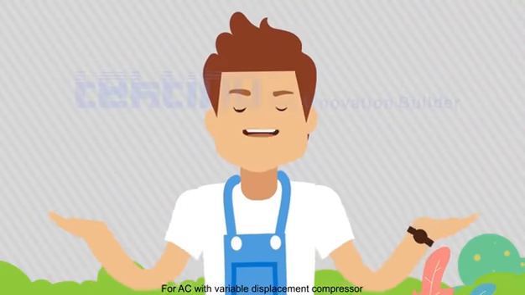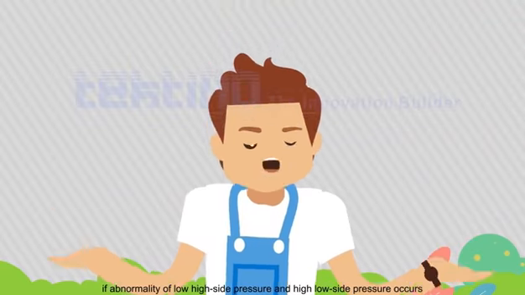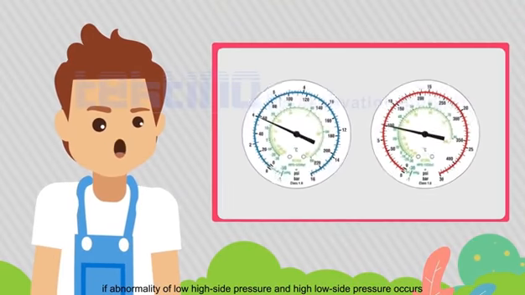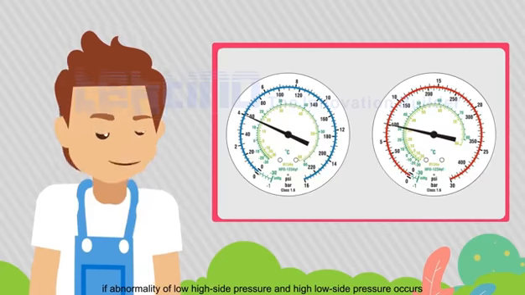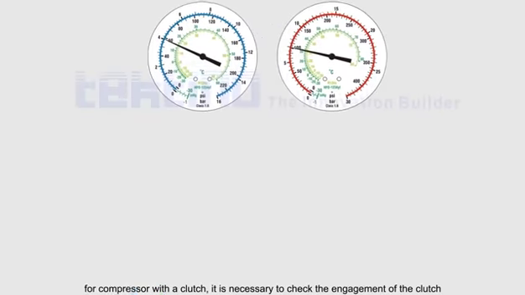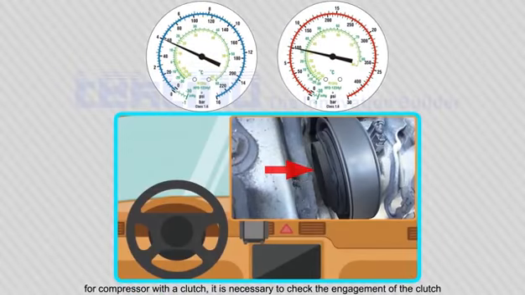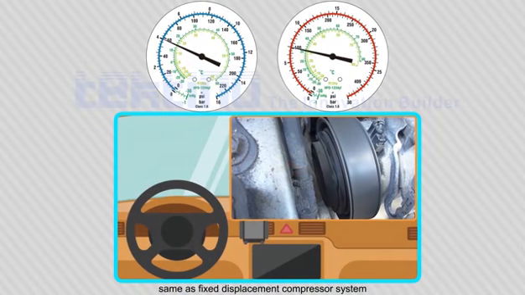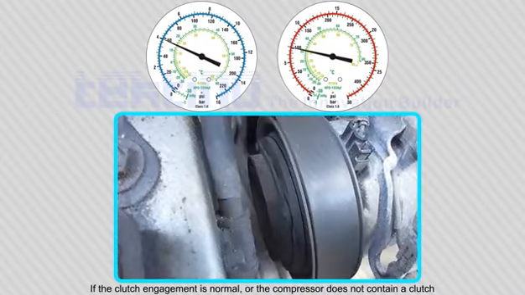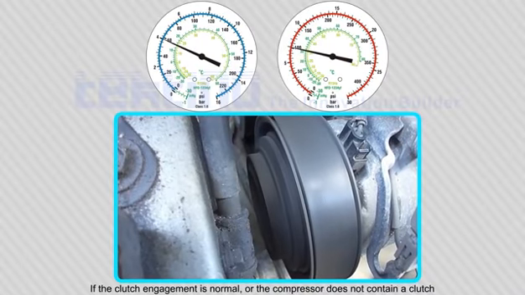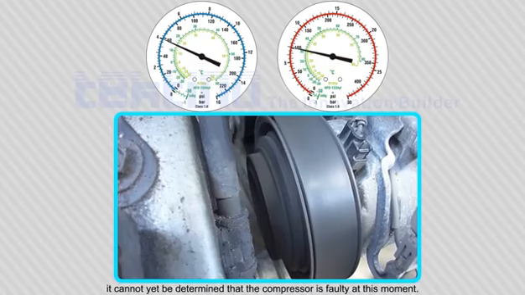For AC with variable displacement compressor, if abnormality of low-high side pressure and high-low side pressure occurs, for compressor with a clutch, it is necessary to check the engagement of the clutch, same as fixed displacement compressor system. If the clutch engagement is normal, or the compressor does not contain a clutch, it cannot yet be determined that the compressor is faulty at this moment.